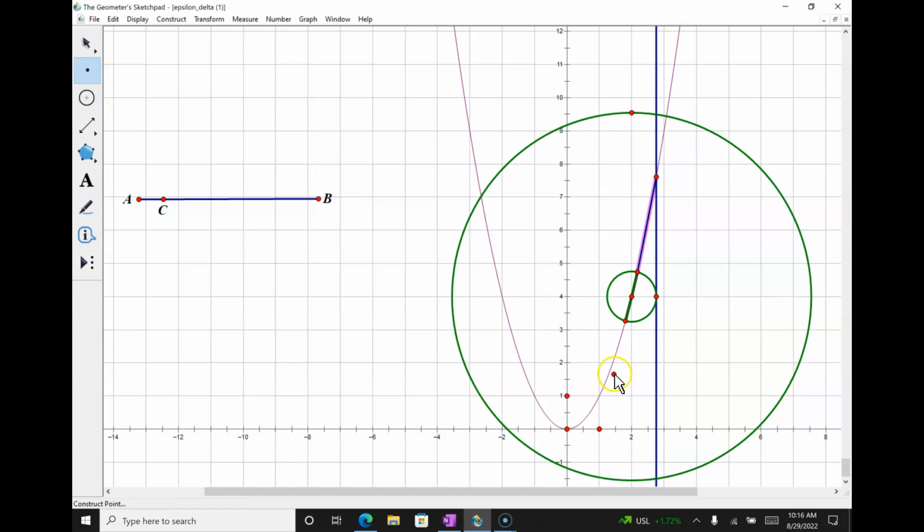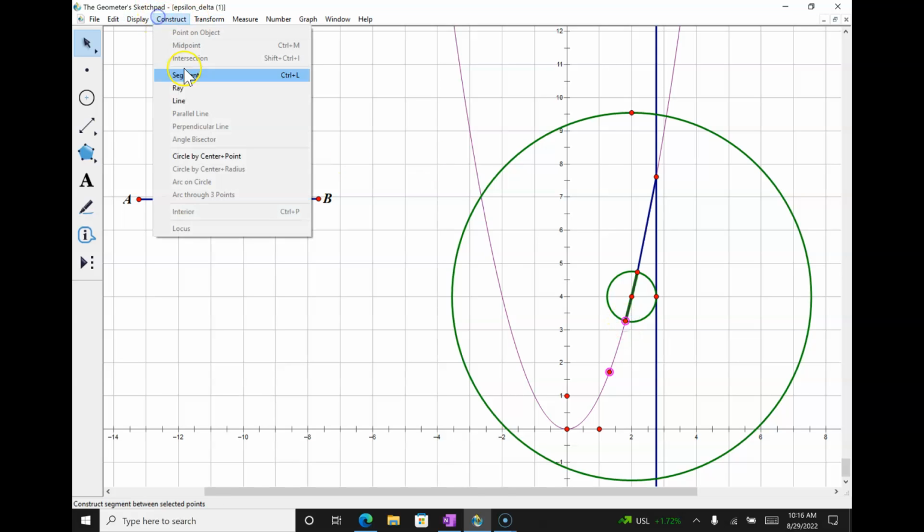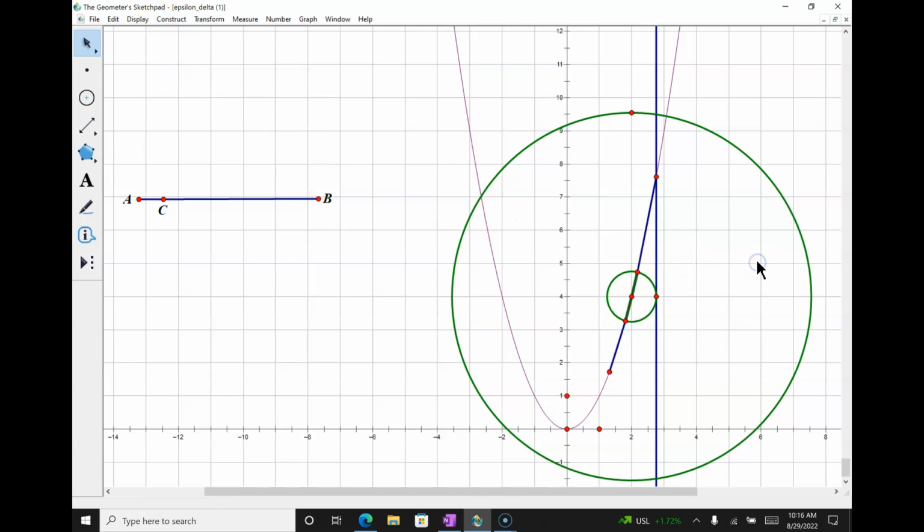Right about to here, right? I'm looking at the left edge of that green inner circle, yes? Okay, now you can see the part of the function that's within my restriction of delta.